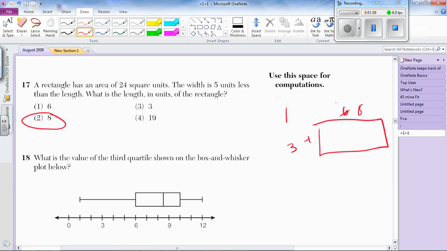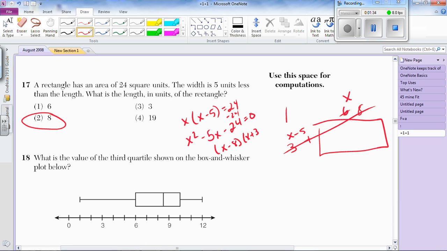You could have also done it this way: the width is 5 units less than the length. So put x here and then x minus 5. But then, you know, that would be a lot of work. You'd have to do x times x minus 5 equals 24. x squared minus 5x minus 24, when I bring the 24 over, right, subtract 24. And then I get x minus 8, x plus 3 equals 0. This gives me x equals 8. This gives me x equals negative 3, which doesn't make any sense. So I get x equals 8. Or I could just use the answers and work backwards.